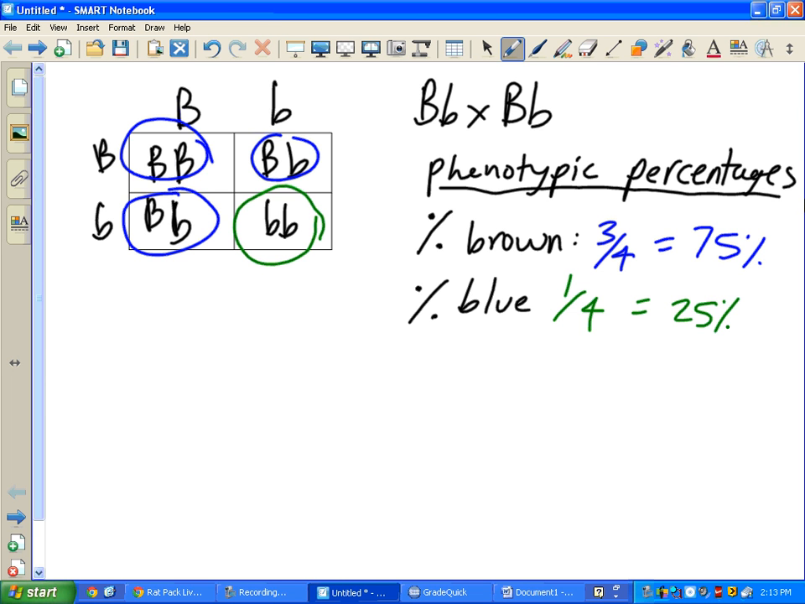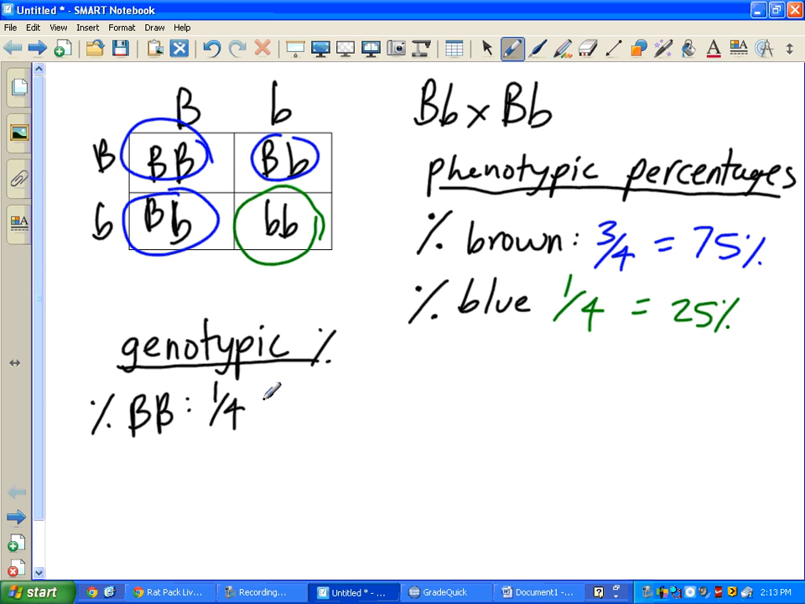All right? Now, while we're still on percentages, we can also ask about genotypic percentages. So, what percent chance do these parents have of ending up with a kid that is homozygous dominant? Okay, so you go look at your Punnett square. I've got one kid here that's big B, big B, out of 4 total. So that's 1 out of 4, and that's going to be 25%.